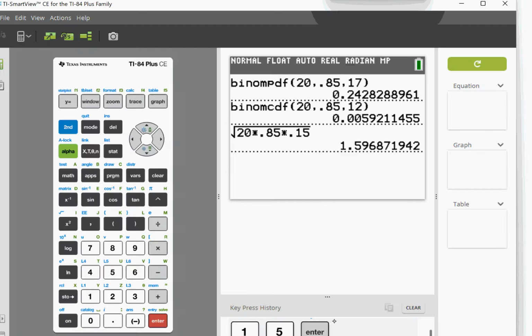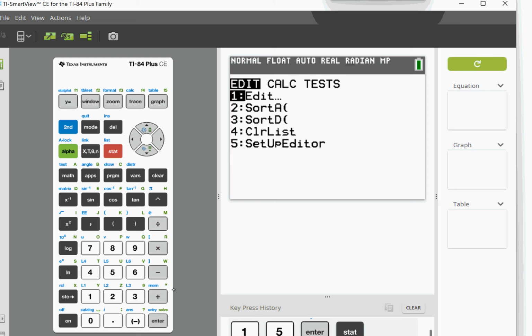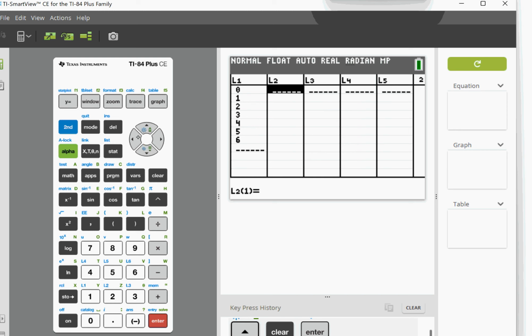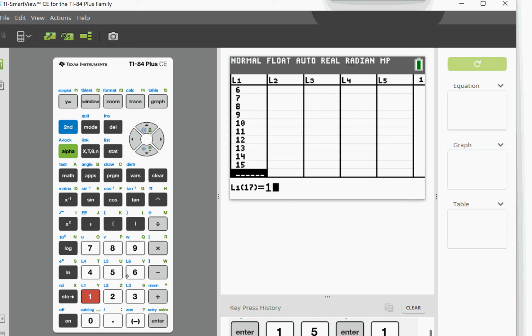So let's go to our graph here. Let's go to Stat. Let's go to Edit. And I'm going to clear out list 2. And list 1 actually has a good start for us, but we need more numbers now. We need to get all the way to 20. So we're going to have 7, 8, 9. So this will take us a while to type, but I'm going to do that now. Take your time. Make sure you don't make any errors. Speed up the video if this is too boring.